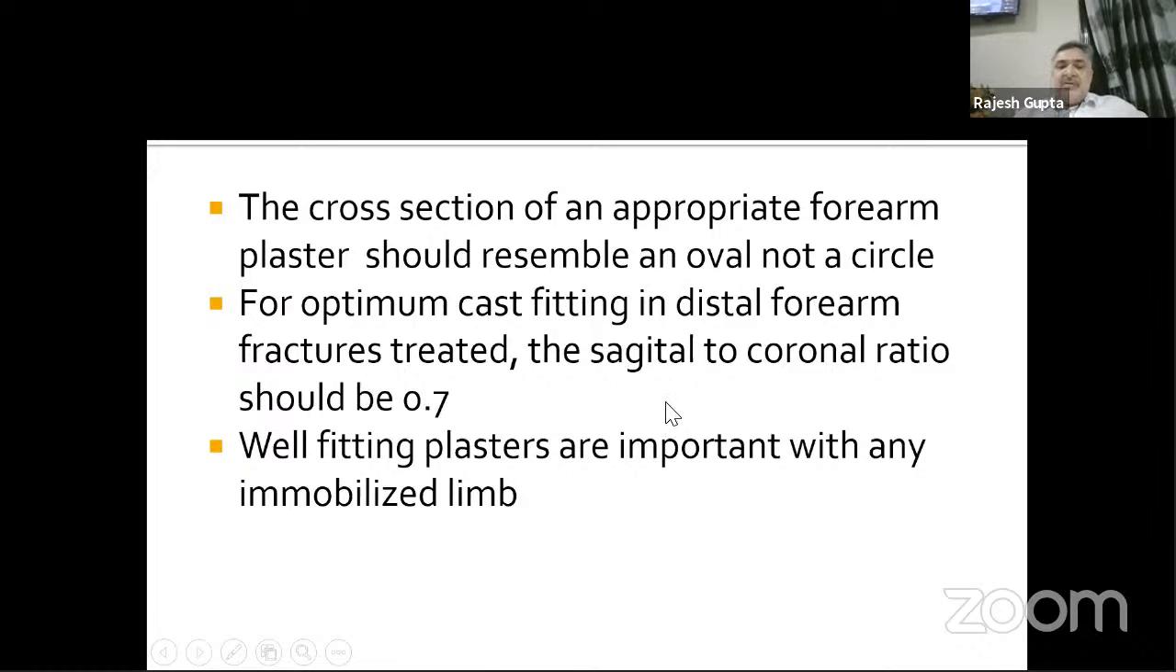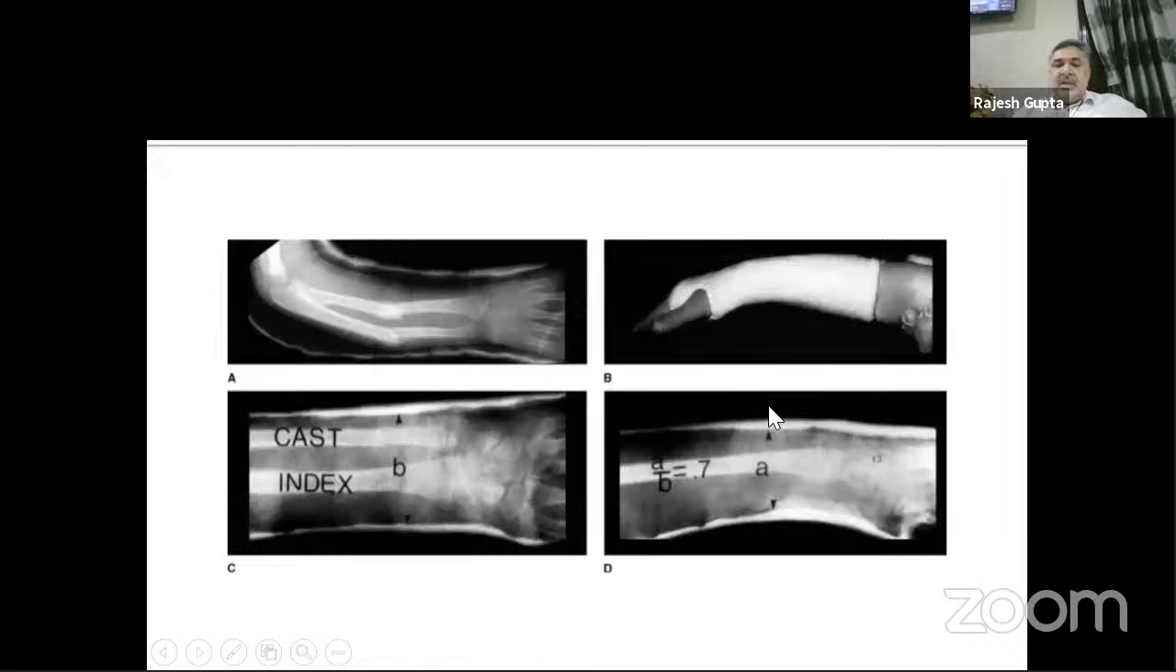It is different for different parts. Okay, for the leg it is 1.3, and for the arm it is 1.2. So it is not the same everywhere. So well-fitting plasters are important with any immobilized limb. See here, example of forearm, it should resemble an oval. If it is round, it means it is not properly molded, so the reduction will fail. So this is cast index.